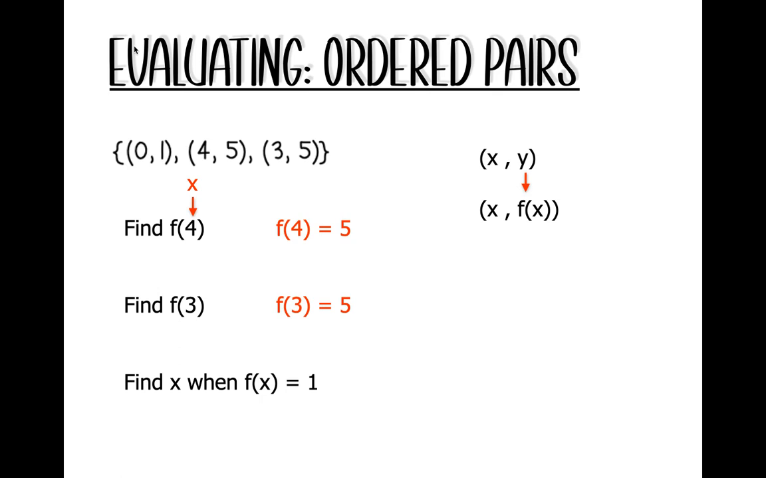If we take a look at the last example on this slide, it says find x when f of x is equal to 1. So we're reminded that f of x is y, so this is telling us to look for where the y is equal to 1. In my set, I notice that in the first pair, y is equal to 1, and when this happens, x is equal to 0. So this is how you would evaluate from a set of ordered pairs.